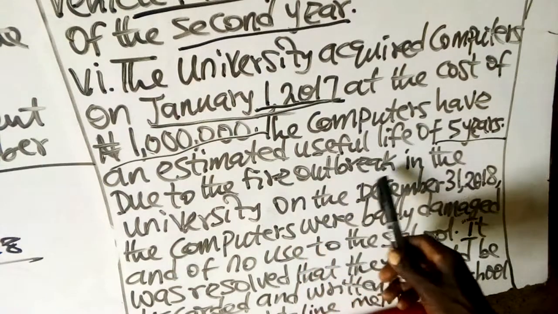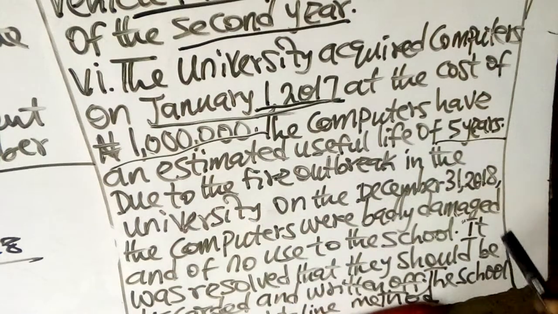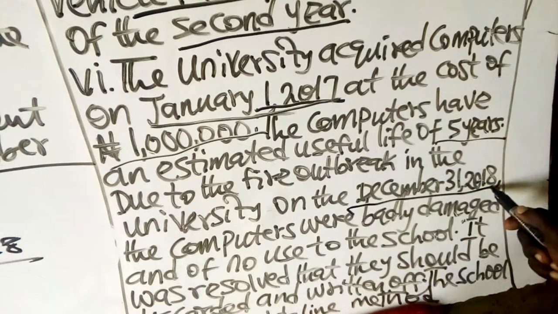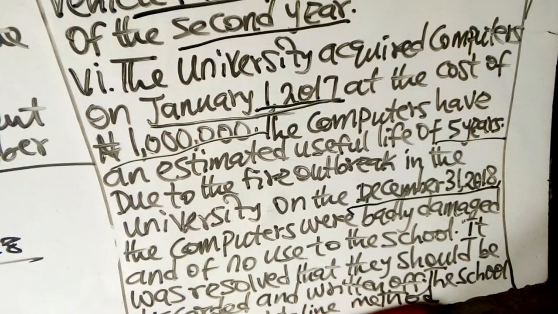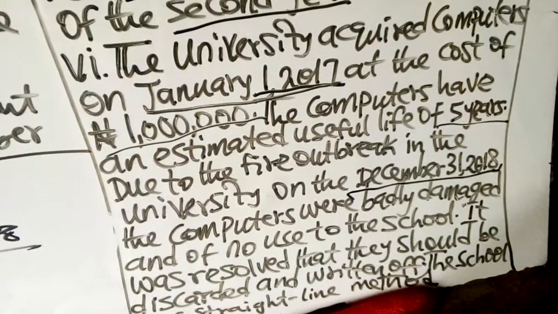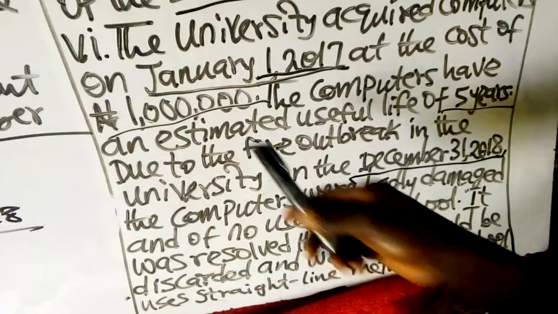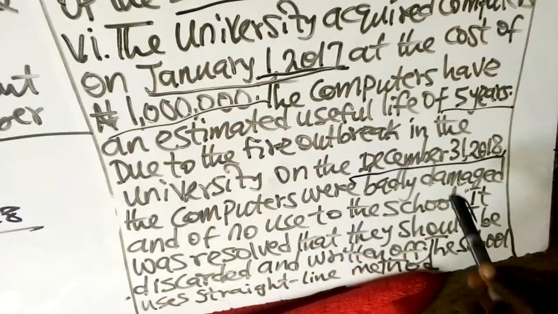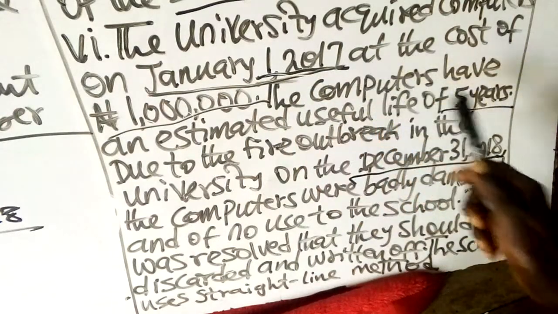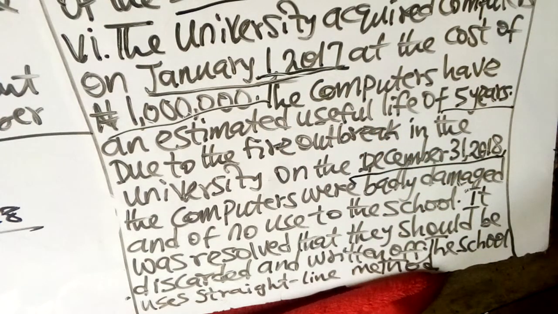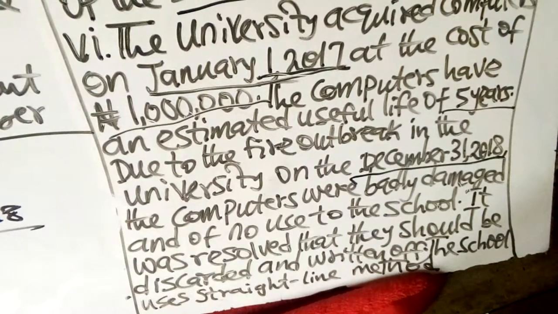Due to the fire outbreak in the university on December 31st, 2018, the fire that occurred at the end of this current year, the computers were badly damaged and of no use to the school. It was resolved that they should be discarded and written off. The school uses the straight-line method of depreciation, so you are going to treat it just like a disposal. The cost is 1 million. The useful life is 5 years. Nothing was recovered from the disposal. It was written off. So now, let's record that.